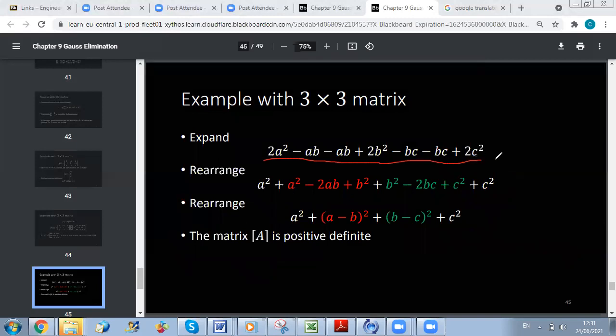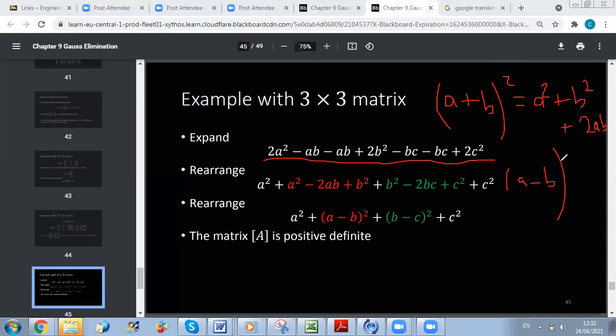Now I will try to combine these elements in a way to create squares. You know the familiar expansions: (a plus b) square is equal to a square plus b square plus 2ab, and (a minus b) square is equal to a square plus b square minus 2ab. So I will try to have terms in the following form if possible.